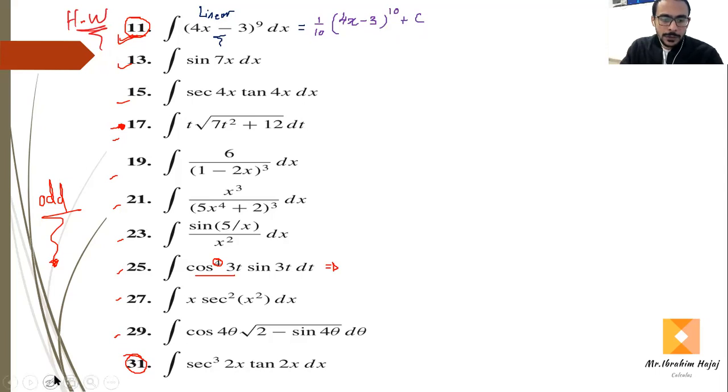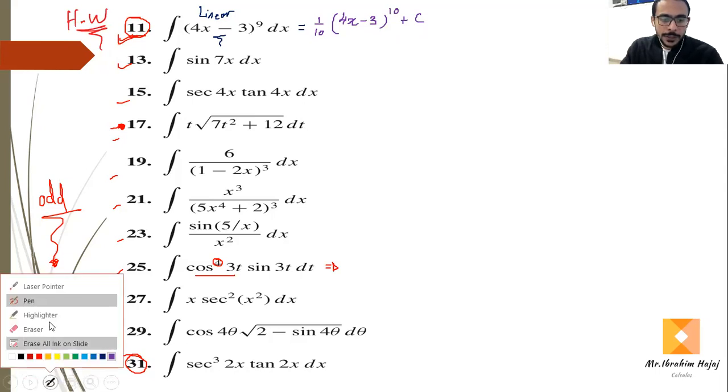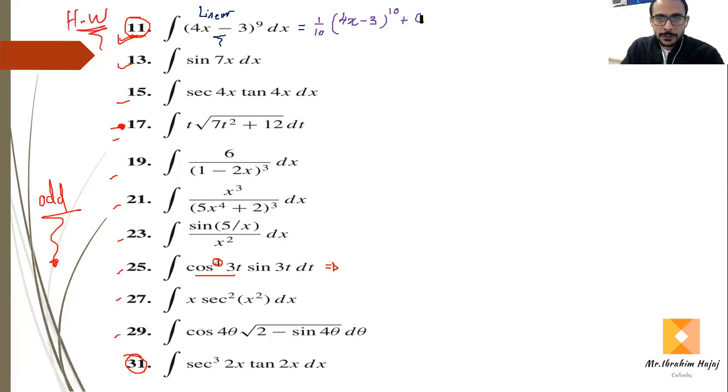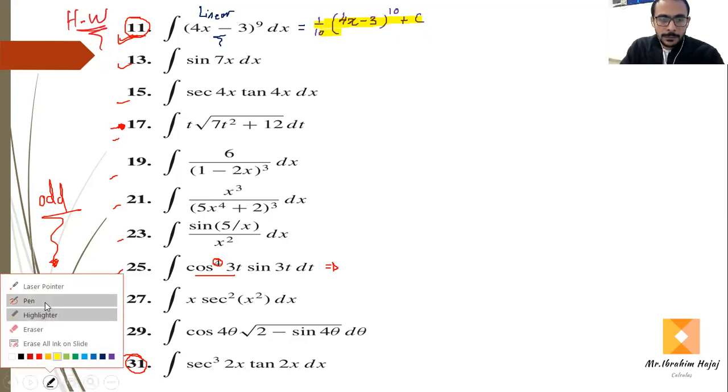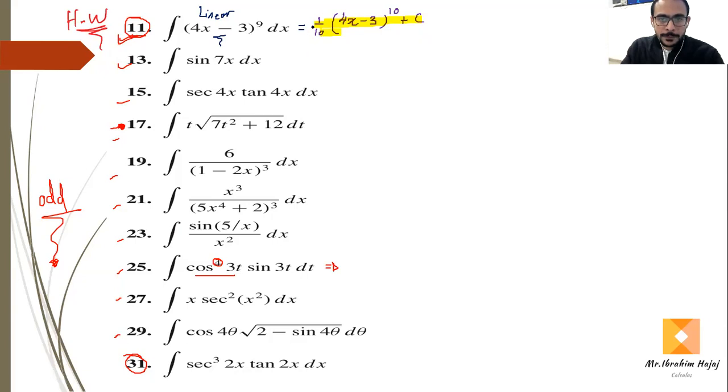I'd like you guys to open your homework and check question by question. This is the answer of the first. My answer is 1 over 4 multiplied by (4x minus 3) power 10 over 10 plus c. Yeah, so it's gonna be 1 over 40, because we have to divide by 4 and divide by 10, which is the same as dividing by 40.